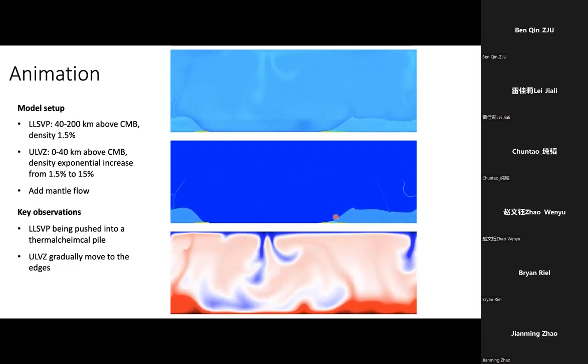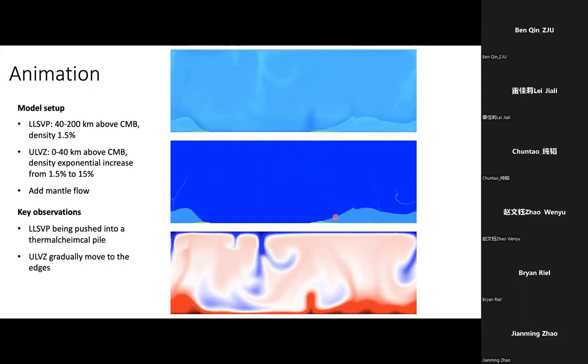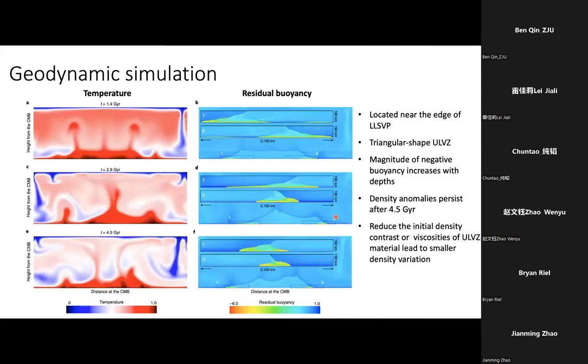I'll stop here, and then let's have a detailed look at three time steps of the simulation. This is the temperature field and this is the residual buoyancy. Let's look at figure B. Here, one and two are zoomed plots of the two corners of the LLSVP.